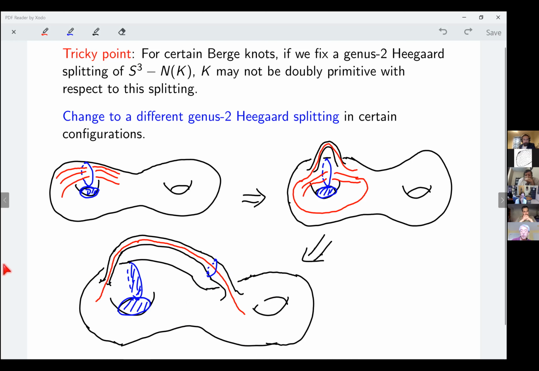surface. And by the way, this is in the lens space, not in S3. So sometimes we have to do this operation because otherwise it's impossible to prove this. Okay.